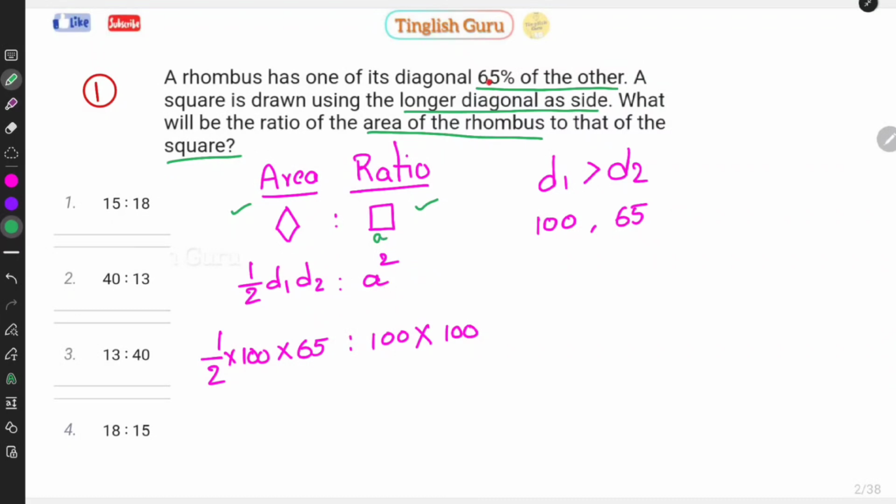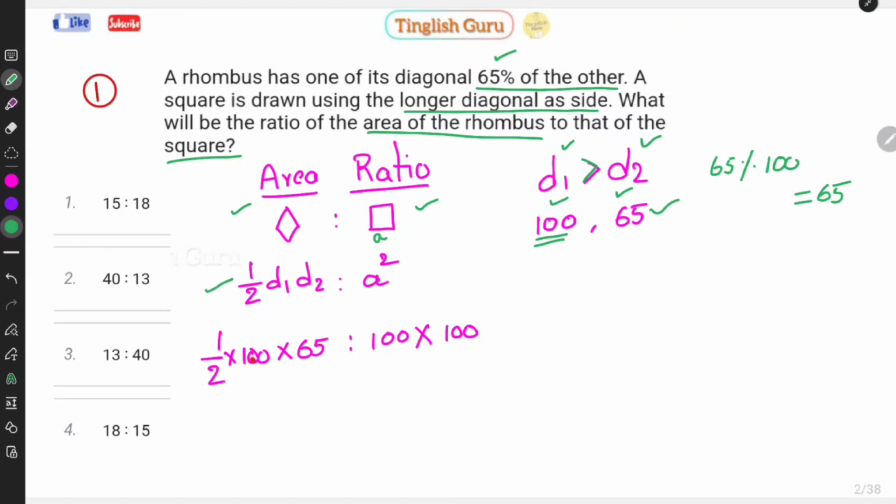Here it is said that one of the diagonals is 65% of the other. So let us say diagonal 1 is greater than diagonal 2. Let the length of diagonal 1 be 100. Therefore, the length of diagonal 2 will be 65, because 65% of 100 is 65. Now, substitute them in this equation.